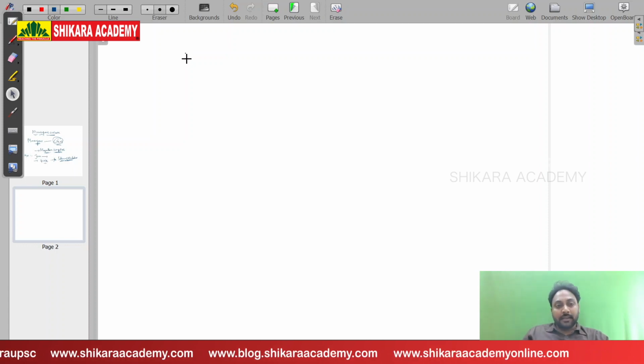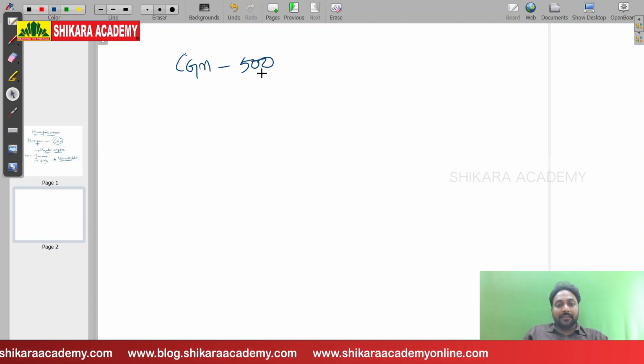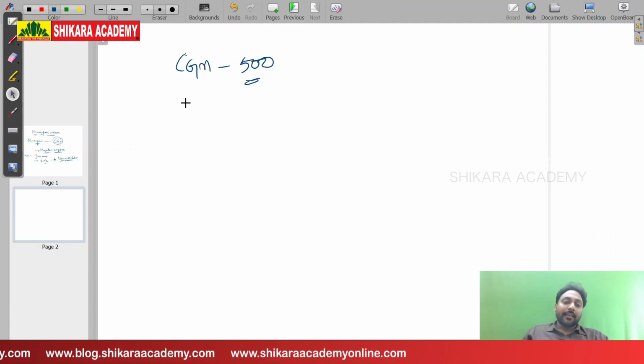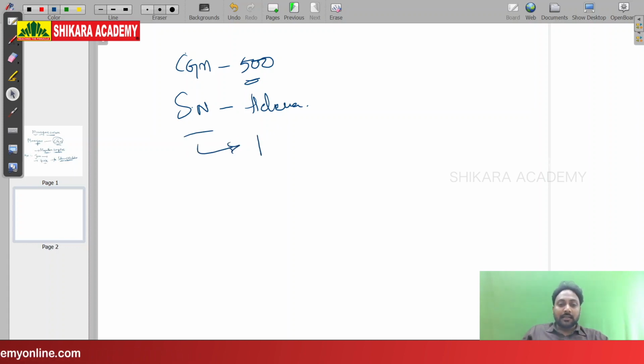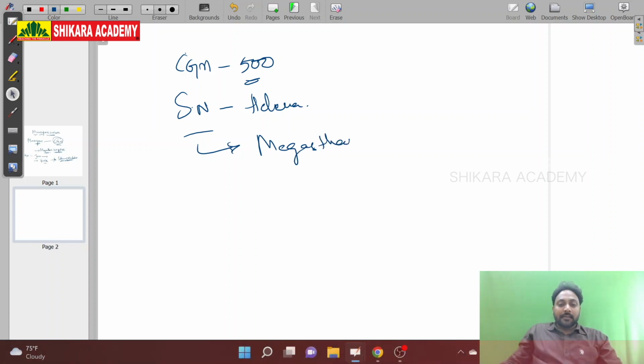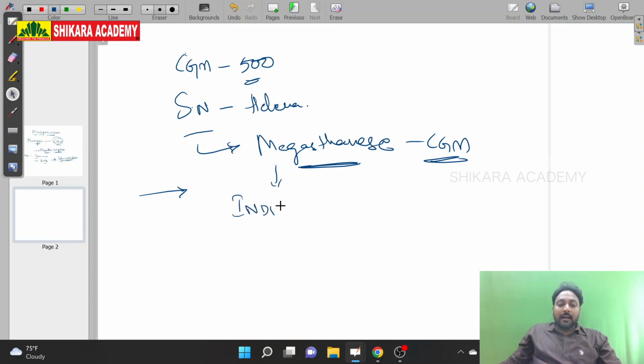According to this informal treaty, Chandragupta Maurya gave 500 elephants to Seleucus, and Seleucus gave his daughter Helena to Chandragupta Maurya. Also, Seleucus sent an ambassador, Megasthenes, to the court of Chandragupta Maurya. Megasthenes wrote a book called Indica. Very important: this Indica is a very good source to know about the Mauryan administration.